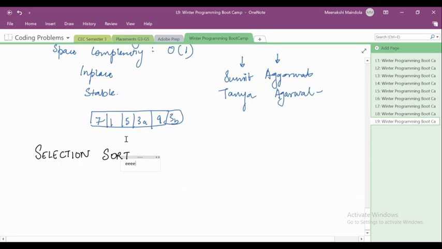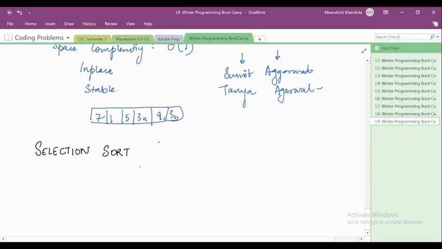Correct. So what do you do here? You simply say that I am going to find out the minimum element or the smallest element of the given input array, and I am going to put it at its correct position, right? So say let us consider the same example. Let us say you have 7, 1, 5, 3 and 9, and now you're going to swap the numbers based on the minimum element.